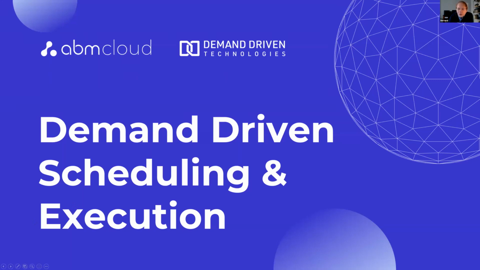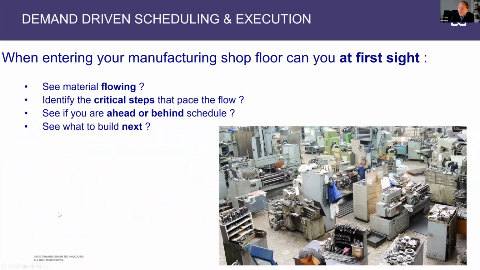When we go into a manufacturing environment and enter a shop floor, I would encourage you to ask yourself the next questions. Do you see the material flowing? It's not always easy to see material flowing, particularly if you have complex operations with multiple steps. Do you see what the critical steps are? What are the constraints, the bottlenecks that pace your flow? Do you see easily if you're ahead or behind schedule? And do you see what to build next?